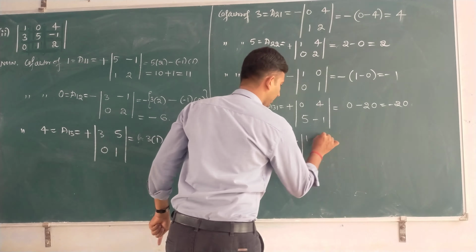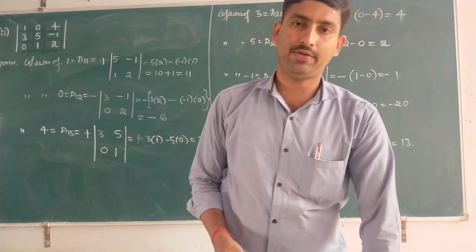After that, cofactor of 2, which is nothing but A33. The position is plus. 1 0 3 5, which is nothing but 1 into 5 minus 0 into 3, that is 5. These are the cofactors of each and every element.